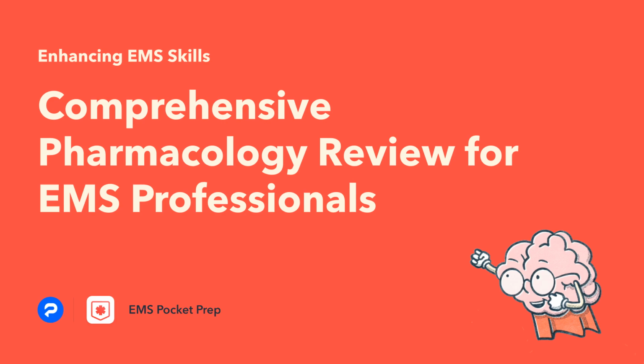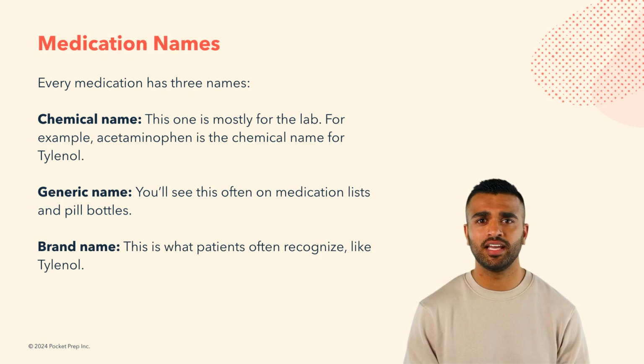Let's get started. First, every medication has three names. The chemical name is mostly for the lab. For example, acetaminophen is the chemical name for Tylenol. The generic name is often seen on medication lists and pill bottles. The brand name is what patients often recognize, like Tylenol.